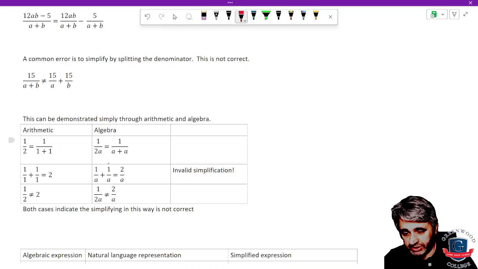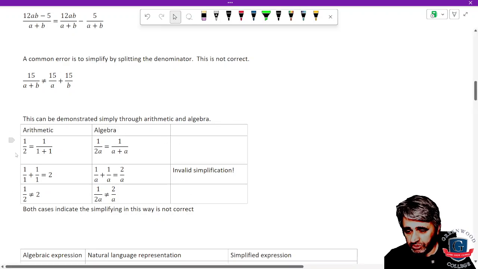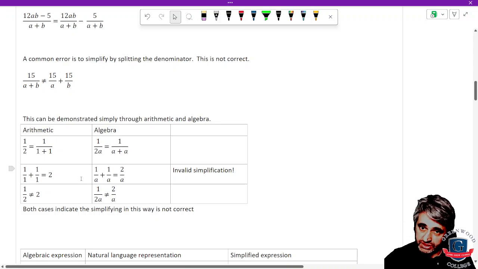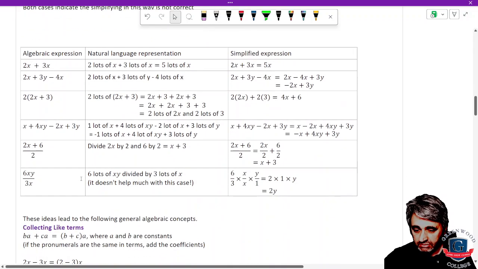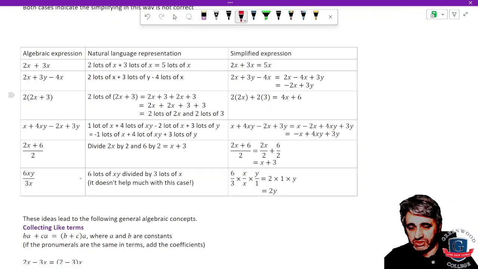And similarly, if we had 1 on 2a, you could say 1 is equal to 1 on a plus a, but then if you split this into 1 on a plus 1 on a, like denominators, add the numerators, you'd be saying that that equals 2 on a. 1 on 2a cannot equal 2 on a. In both cases here, we've shown that splitting the denominator just does not work. Please don't do it.